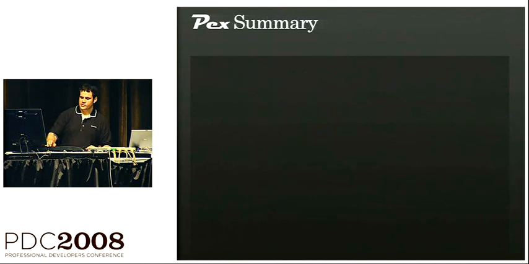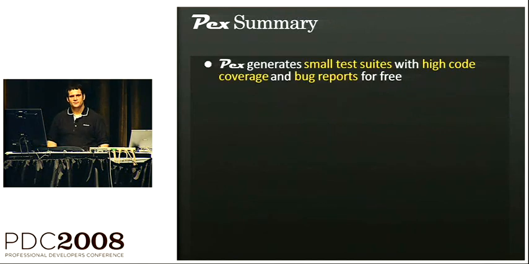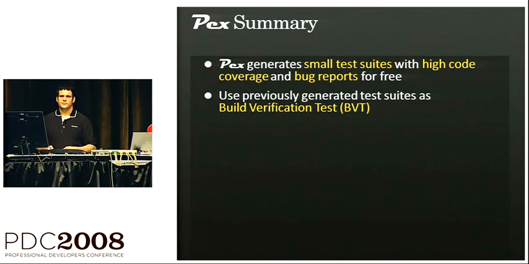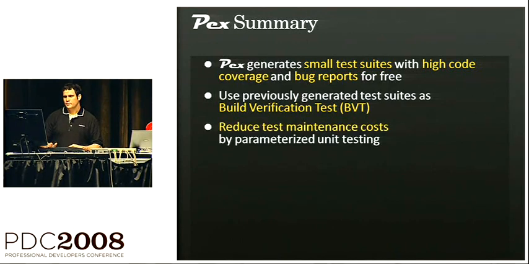Okay, so to come to the end, what did you see? PEX can generate test suites with high code coverage, and the test suites often expose bugs because PEX considers each bug basically as a piece of code to cover all potential bugs. The generated test suites are fast running, so you can use them as build verification tests to detect breaking changes. They are regression test suites.